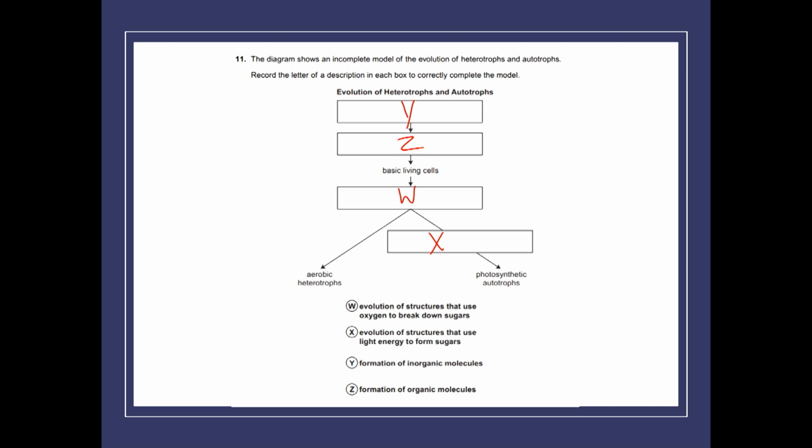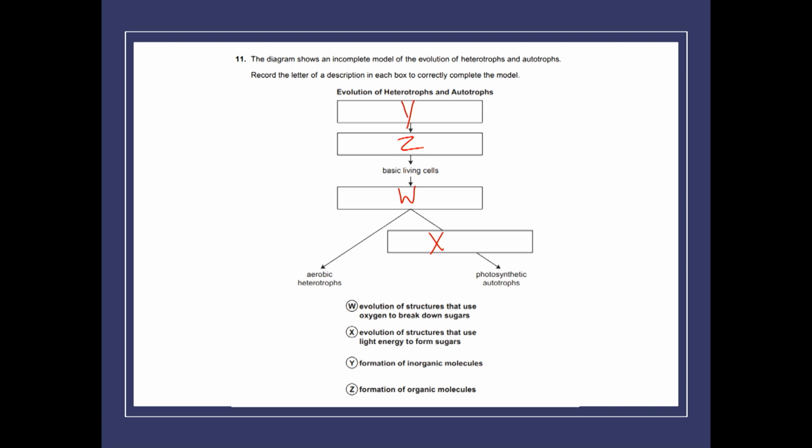So what's the first thing that happened in the evolution of heterotrophs and autotrophs? We put Y, well, that says the formation of inorganic molecules. We're going to need to have some building blocks for life before we actually make life itself. So the first thing we need are those inorganic molecules, okay? And then the next one is Z, the formation of organic molecules. So once we have some carbon and hydrogen and oxygen, now we've got the building blocks to make living things, and then at Z, we're actually making those organic molecules, so things that are alive, okay?